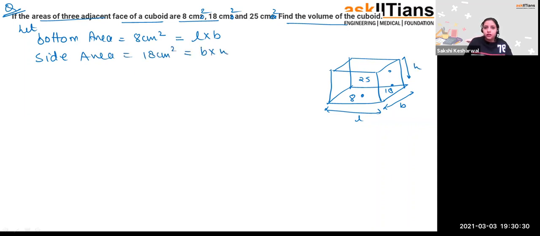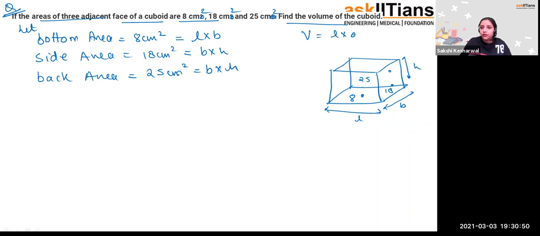Now, let's take the back area, or front, or whatever you feel like. So I'm taking back area. Back area is equal to what? 25 centimeters square, which is equal to L into H, right or not? Now, what is the volume? Volume is equal to what? L into B into H, right? So this is equal to what?